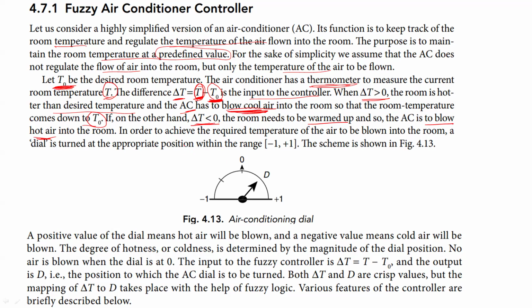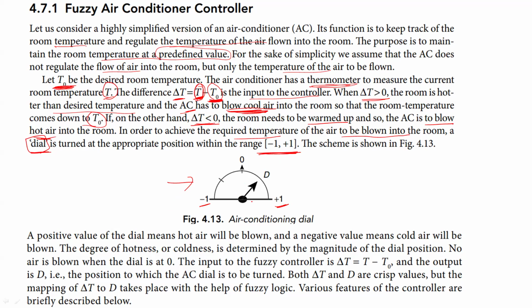Now, in order to achieve this, something should be controlled, right? Once the sensor gets the reading, how do you know whether cold air or hot air has to be blown? In order to achieve the required temperature, the air blown into the room is controlled by a dial. You can see this, and this is the input, the dial. Its position will vary from -1 to +1.